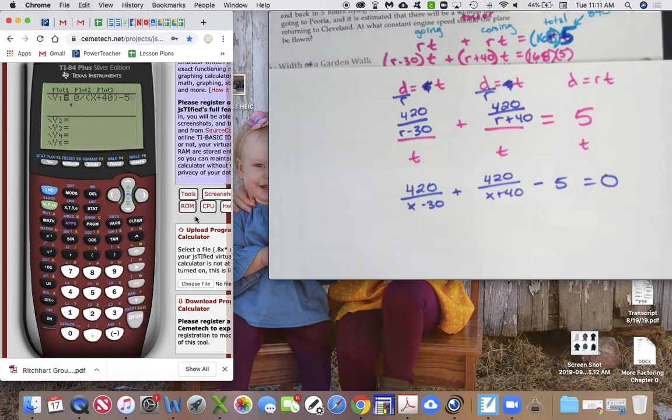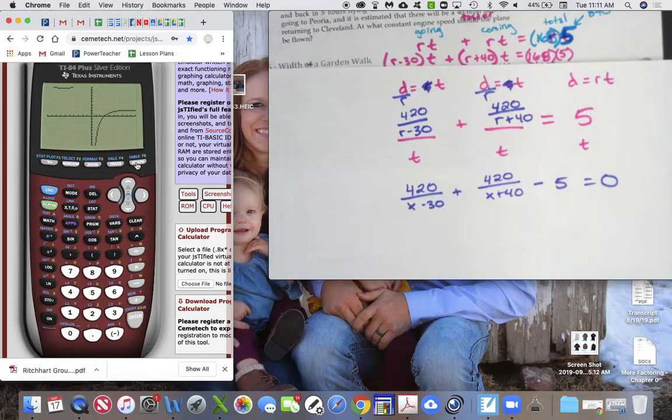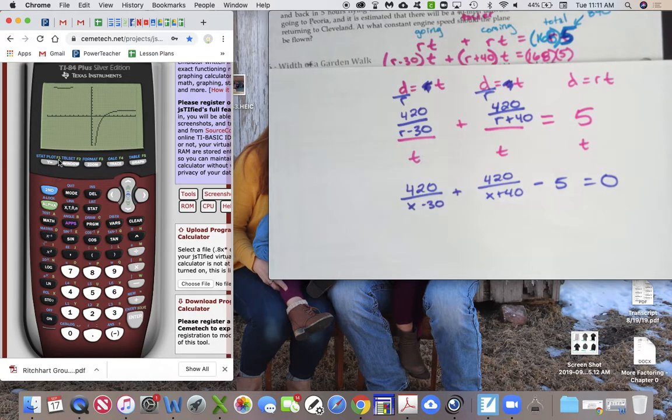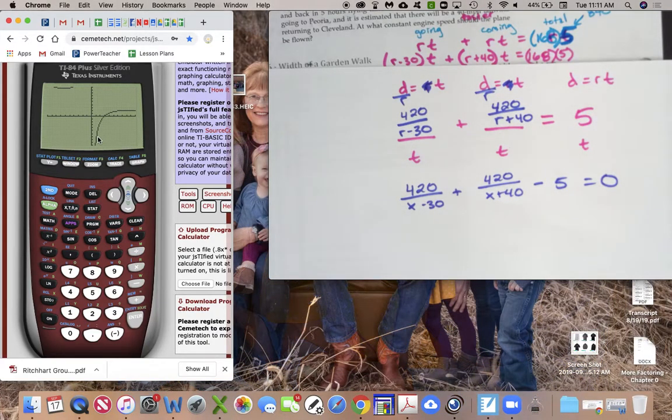Take that and let's graph it. Oh, it works. There it is. Does it cross just once? Why does mine not look like that? All right, let me look at your equation. You're zoomed in. Zoom out. Zoom out.